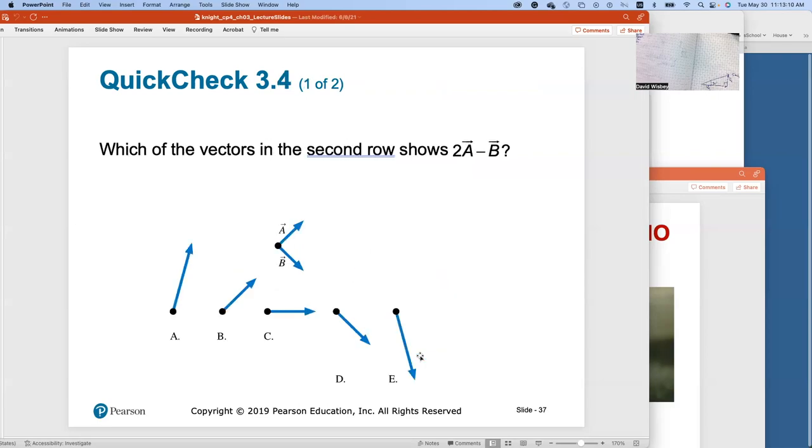All right. Which of the vectors in the second row shows 2A minus B? All right, so we double A, all right.